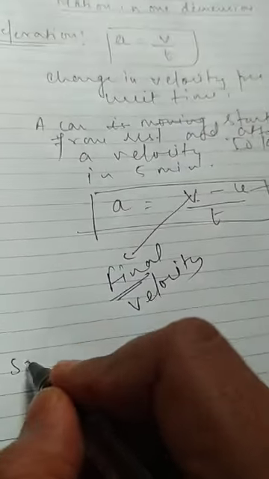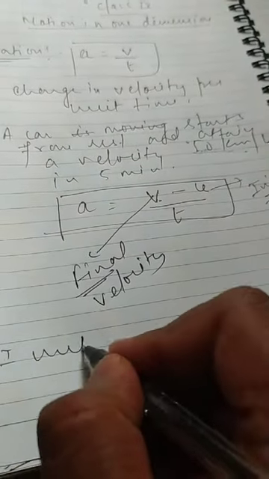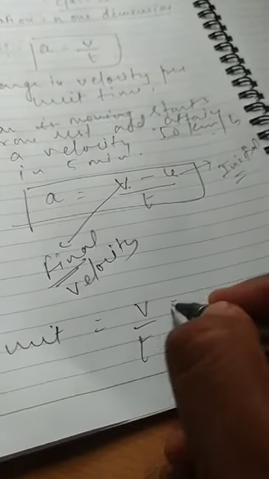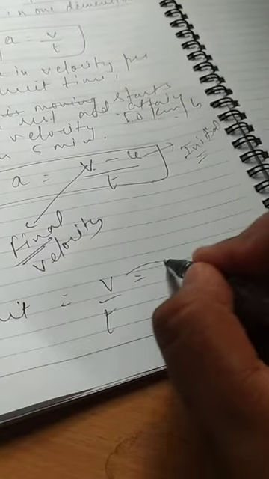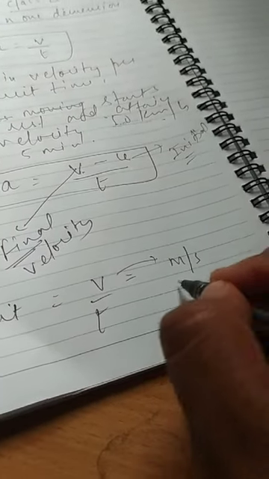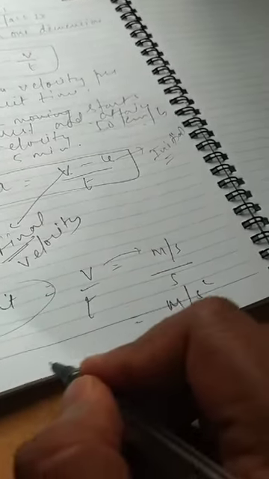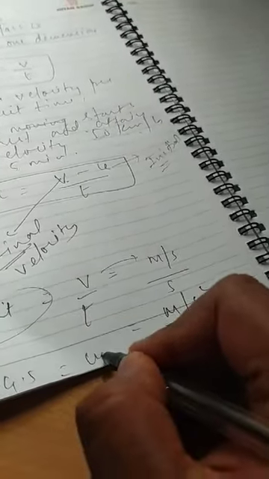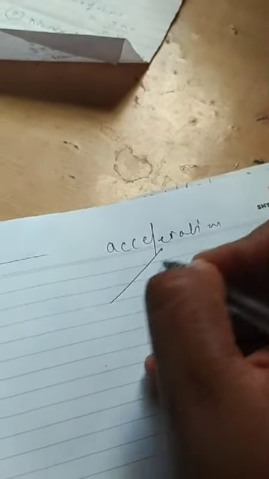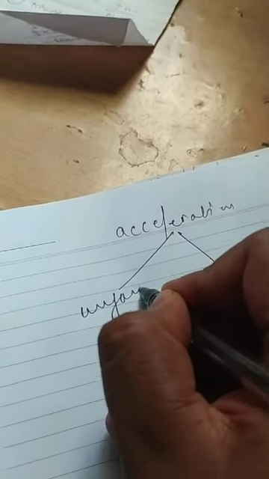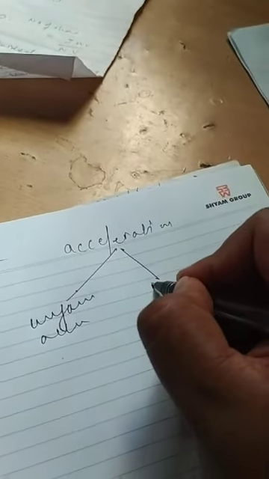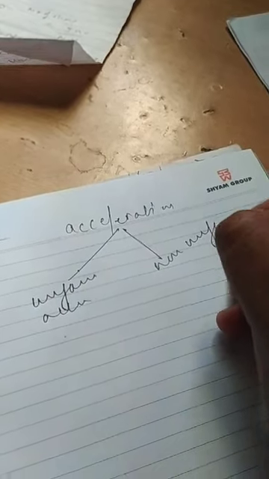As far as the SI unit is concerned, it is change in velocity per unit time. That means velocity will be meter per second and time will be second, so this will be meter per second square, and in CGS it will be centimeter per second square. Now we'll categorize acceleration into two parts. One is uniform acceleration and another one is non-uniform acceleration.